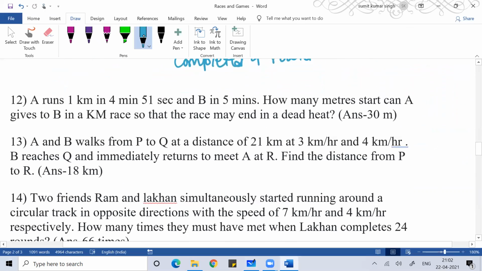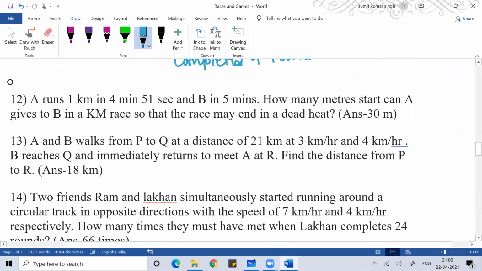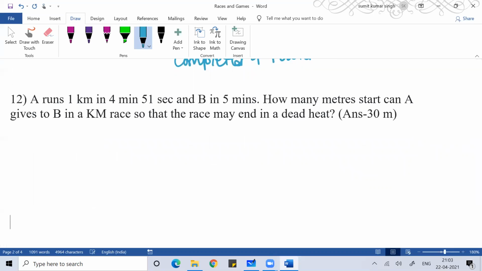So then next question, question number 12: A runs 1 kilometer in 4 minutes 51 seconds and B in 5 minutes. How many meters start can A give to B in a 1 kilometer race so that the race may end in dead heat?